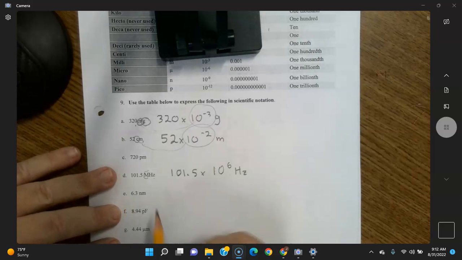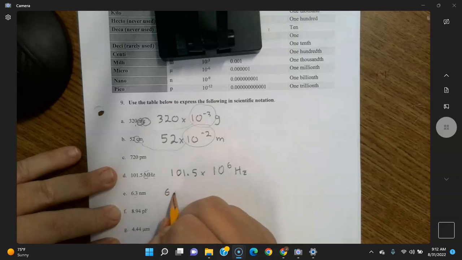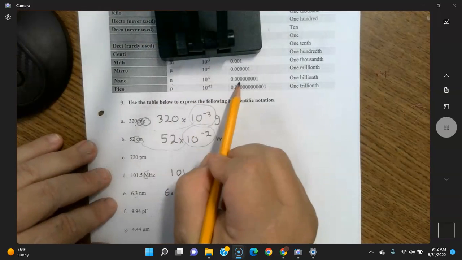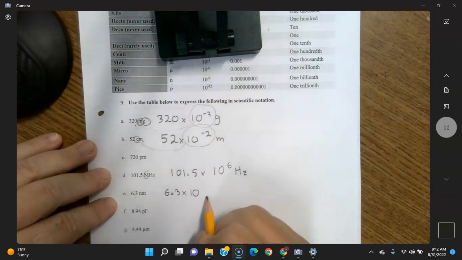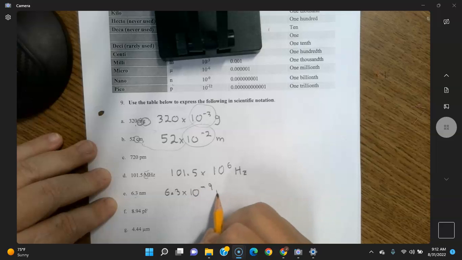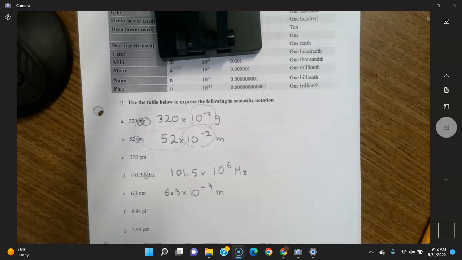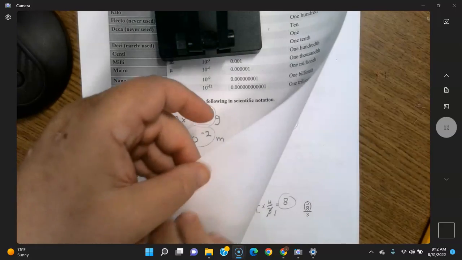Let's do one more, 6.3 nanometers. So 6.3 times 10, small n is nano right there. Okay, it's 10 to the minus 9, and it's meters. Okay, and that's that. Okay, so I'm going to wrap that. I think that's it. Yeah, that's it.